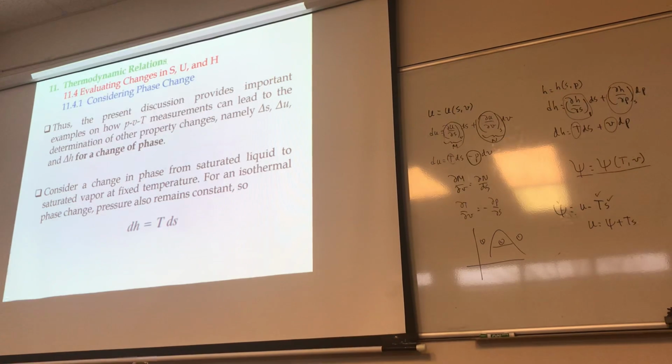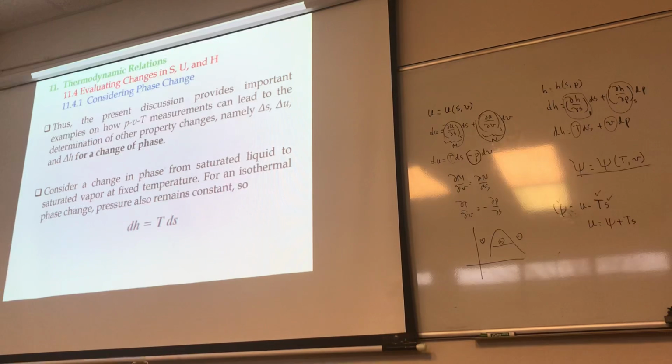If you look at those two TdS equations here, and you want to look at the phase change from saturated liquid on the left-hand side to saturated vapor at fixed temperature, an isothermal phase change, the pressure obviously remains constant, right? So what does this equation reduce to within the dome? Does pressure change as I go from here to here? No. So this term disappears, and you end up with simply dH is equal to TdS.